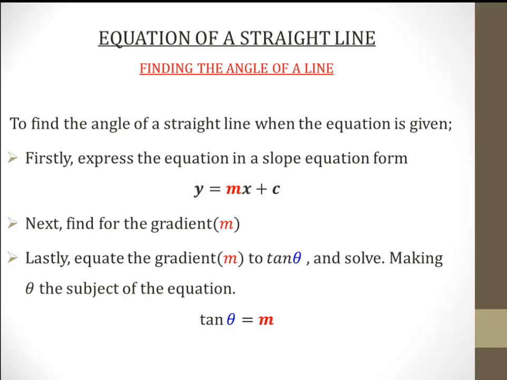We equate tan theta to m because from trig we learned that tan theta is equal to opposite over adjacent. That is, change in y over change in x. That is why we equate tan theta to m, which is the gradient. And note that theta represents the angle we are looking for.